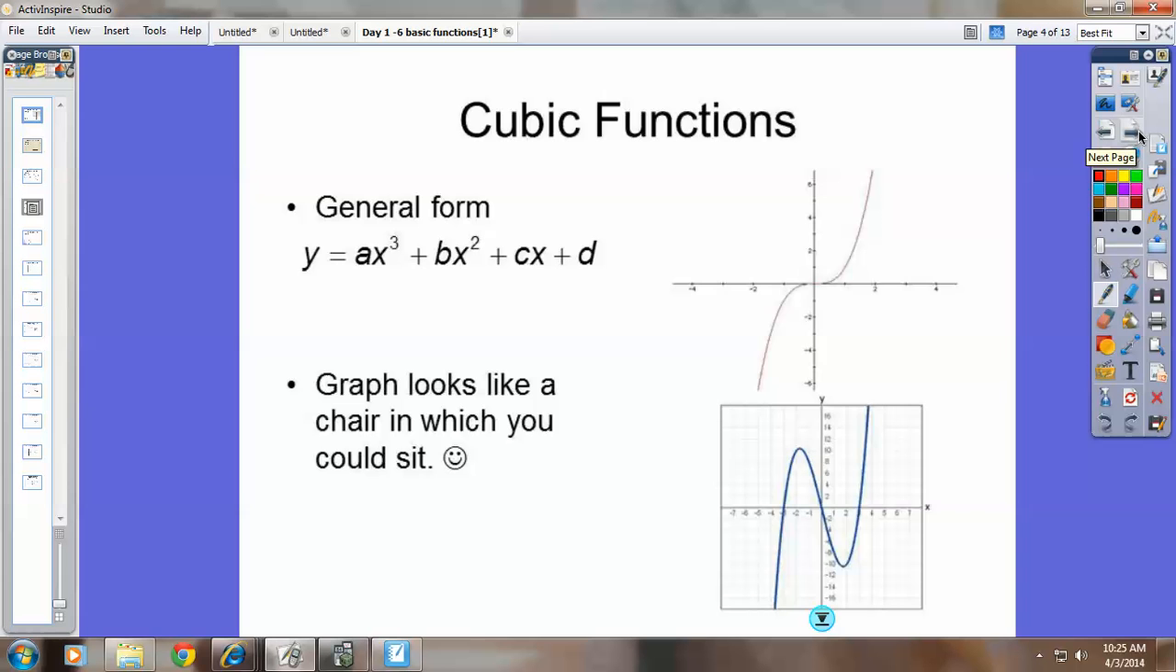A cubic function, this is new. We've not done a lot with cubics at this point. The general form here, the big thing to know is that it has a cube in it. If the highest exponent in your problem is a cube, then that is a cubic. Jordan, you with us?